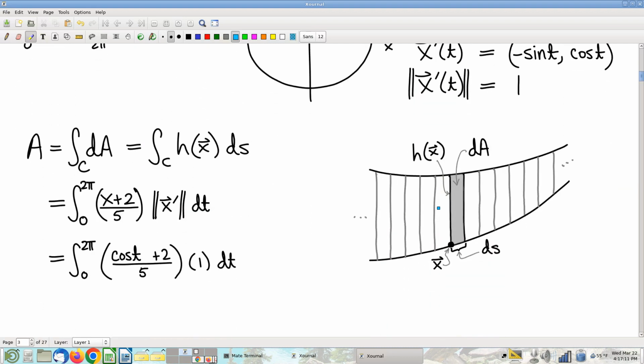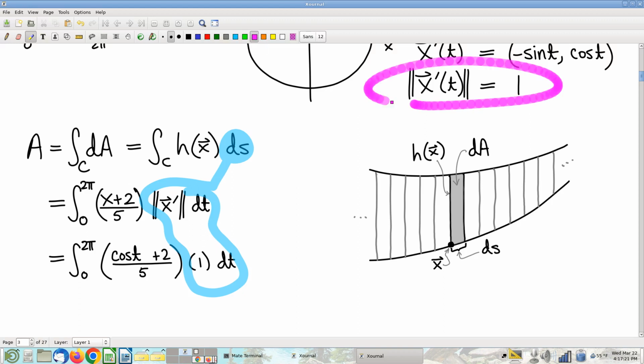So looking at our DS. DS is stretching factor, aka speed, aka 1 in this case. Stretching factor times dt. We're given in the statement of the question that height is that function of x and y.